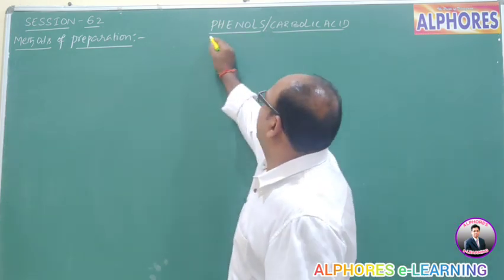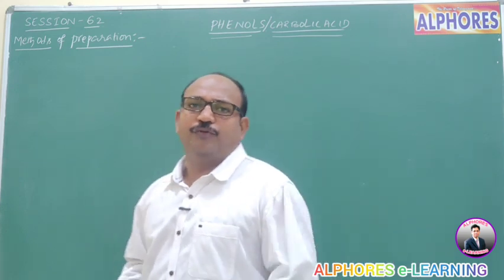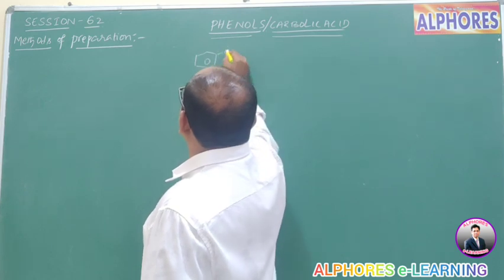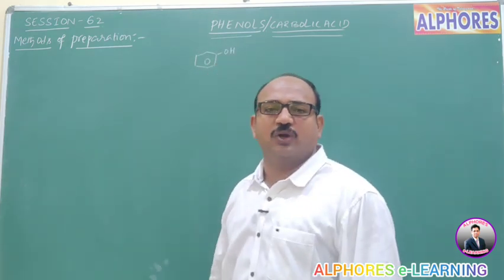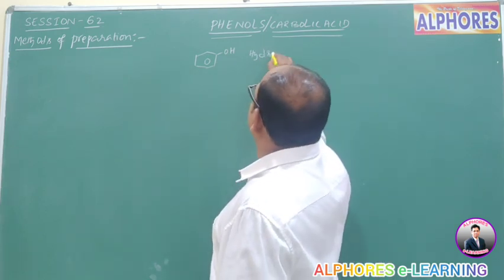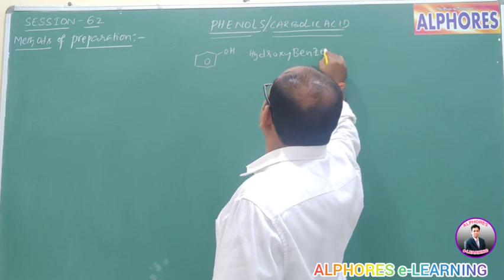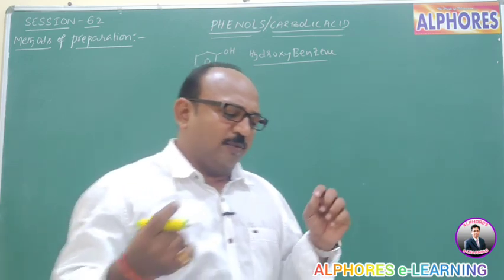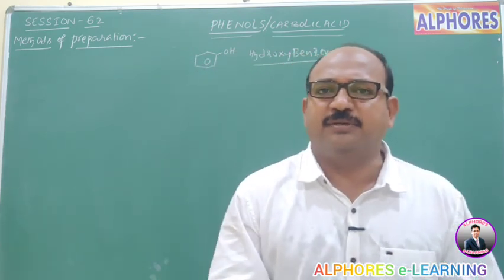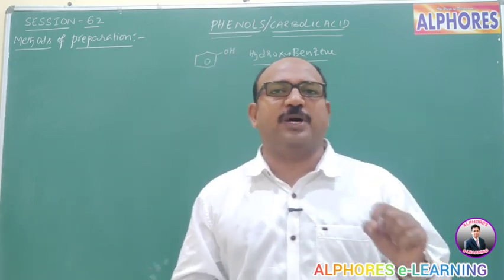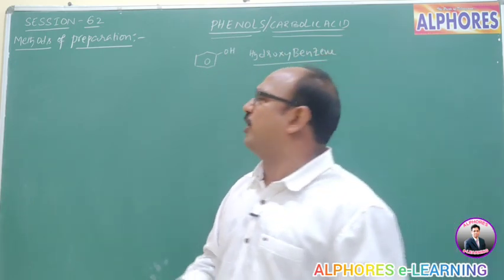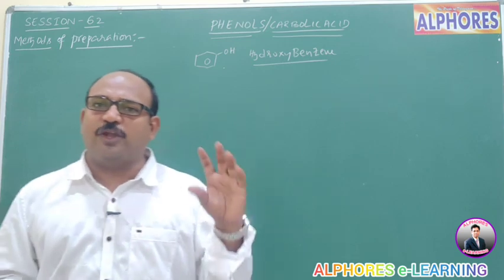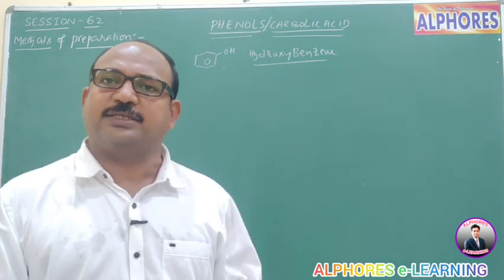Let us see, phenols are also called carbolic acid. If a benzene ring consists of an OH group, then it is called phenol, also named hydroxybenzene. Hydroxybenzene is also called carbolic acid. Why are we calling this one carbolic acid? Phenol consisting of 5% of water is called carbolic acid.